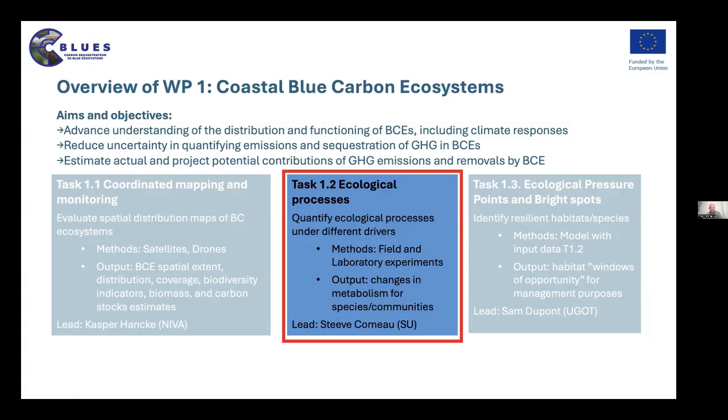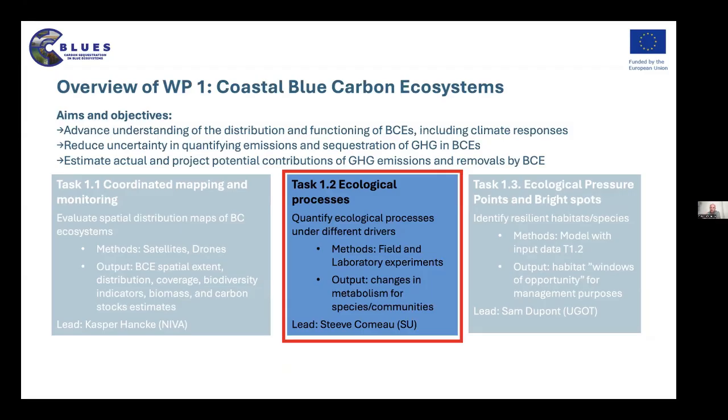And we want to estimate the actual and projected potential contribution of greenhouse gas emission and removal by blue carbon ecosystems. Again, looking at the present and trying to project what's going to happen in the future. And the activities that we talk about today are mostly based on task 1.2, ecological processes, where we want to quantify the ecological processes under different sets of drivers.